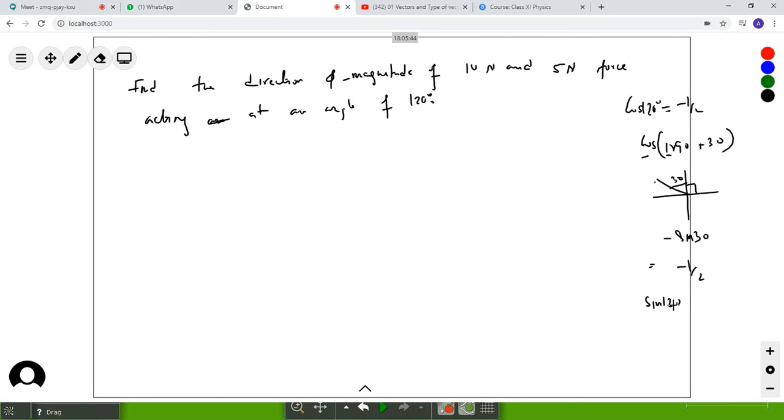And sine 120 will be how much? Same way, sine of 1 into 90 plus 30. So sine changes to cos 30. And here sine is positive. Cos 30 degree is root 3 by 2. So this is plus root 3 by 2. You will need these two. Try. Use this R equals to root of P square plus Q square plus 2PQ cos alpha. Do it. Alpha is given as 120. This is what is given to you: 10 Newton, 5 Newton. Try.